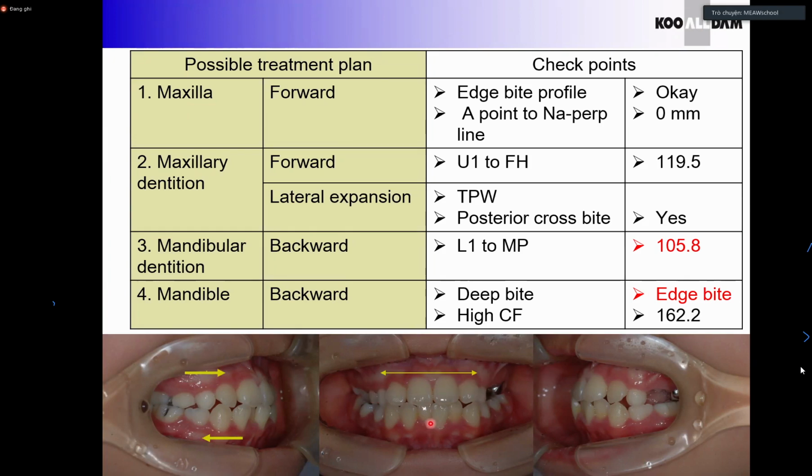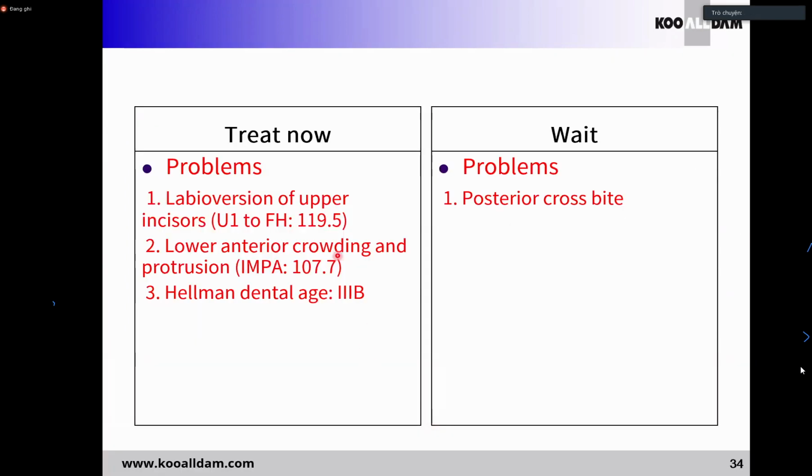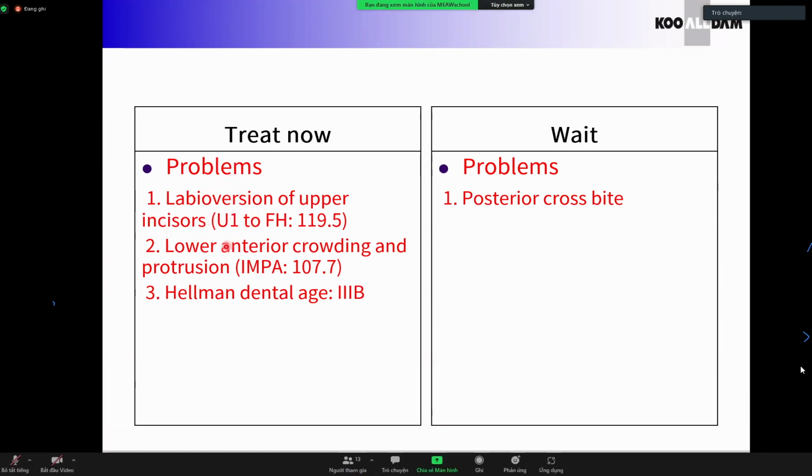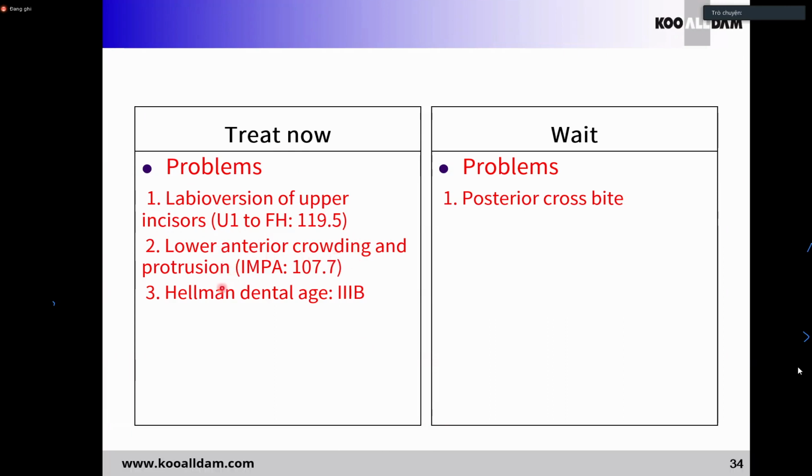If we want to align the lower anterior teeth, what happens? We can see a more severe anterior crossbite. Till now, these are the main problems: the labial version of the upper incisor, and lower anterior crowding and protrusion. She has Hellman Dental age 3B. Wait, the posterior crossbite is the main problem.